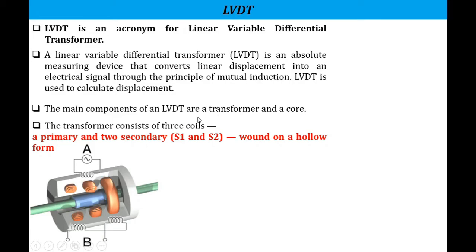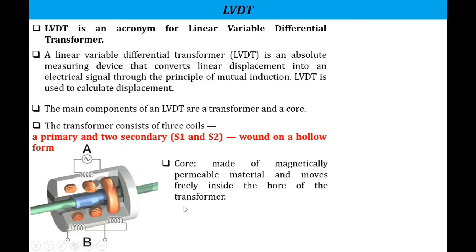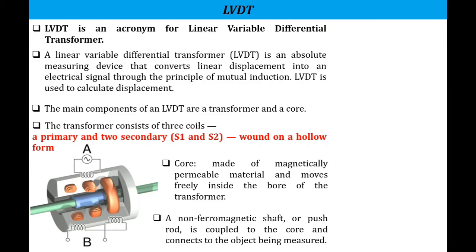So this is the figure for LVDT. Here you will observe that to the A, that is the primary winding, the supply is given, and this B side has the two secondary windings S1 and S2. Now it has one core. That core is made up of a magnetically permeable material. Why is it made up of magnetically permeable material? This is to pass magnetic lines of force, or the flux, through it, and it moves freely inside the bore of the transformer. A non-ferromagnetic shaft or push rod is coupled to the core and connects to the object which is being measured.